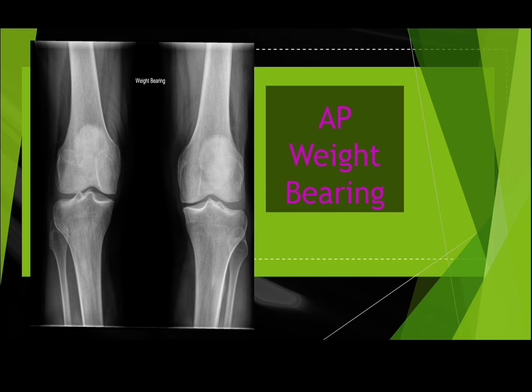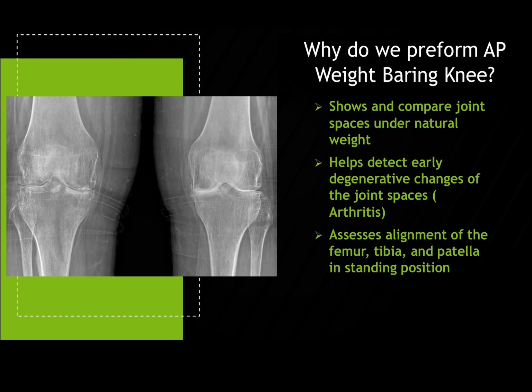So here's our AP weight bearing. So why do we perform the AP weight bearing? We perform this to show and compare spaces under natural weight. It helps detect early degenerative changes of joint spaces. Commonly arthritis is a common one, such as osteoarthritis. It assesses alignment of the femur, tibia, and patella in standing position. This image here is a great image I found of an arthritic patient. You see that there's no open space of the knee right there.